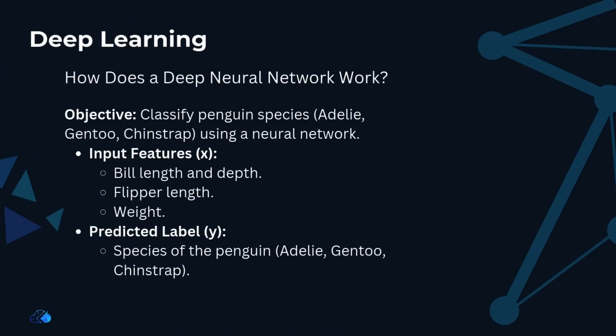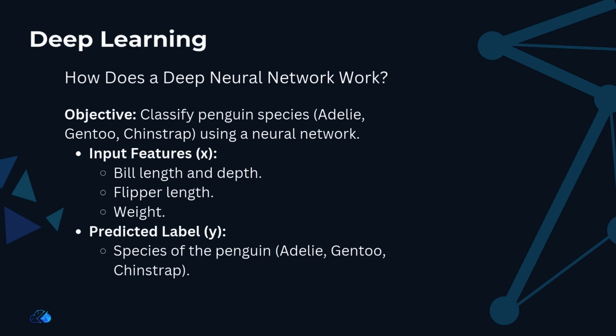To understand deep learning better, let's look at an example: classifying penguin species using a neural network. Input features, or X: this is the input data, which includes four measurements of a penguin: the length of the bill, depth of the bill, length of the flippers, and the weight. Predicted label, or Y: this is the predicted species of the penguin. There are three possible classes: Adelie, Gentoo, and Chinstrap.